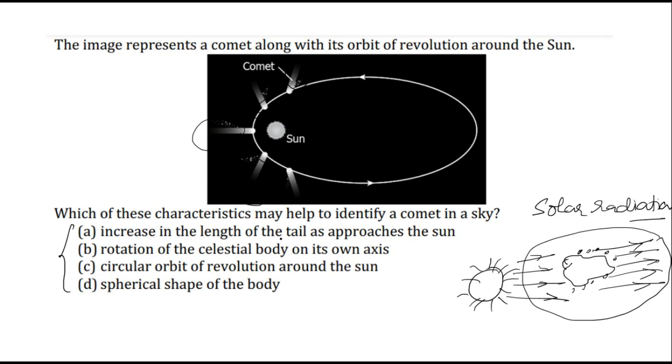Increase in the length of the tail as it approaches the Sun. Rotation of the celestial body on its own axis. Circular orbit of revolution around the Sun. Spherical shape of the body. So the first one is correct. As it comes very close to the Sun, more of such phenomena occur, and that makes the tail of the comet appear lengthier and lengthier.